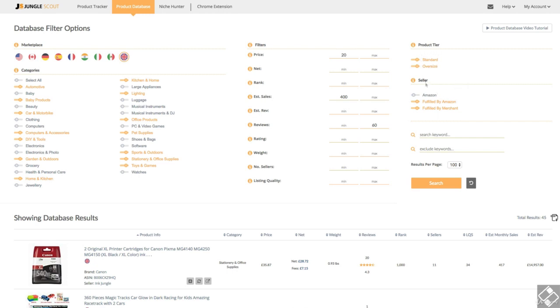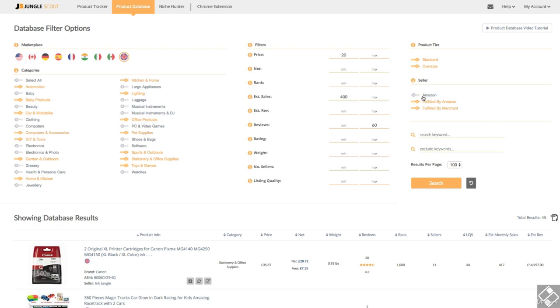Moving further down, we have the seller. Now you can pick, do you want Amazon, products that Amazon sells in your results, fulfilled by Amazon, which is kind of like us guys doing FBA, and fulfilled by merchant, that's people who are shipping from external locations. I normally select these two.